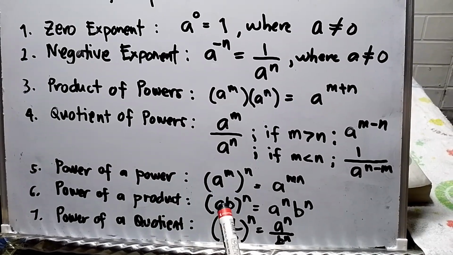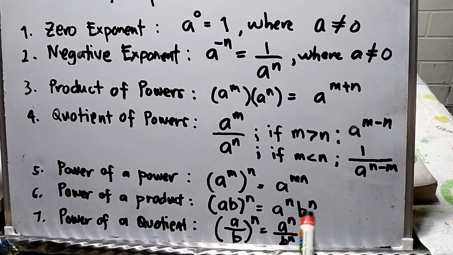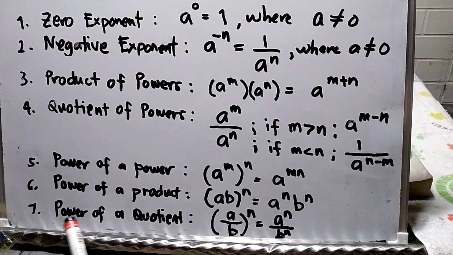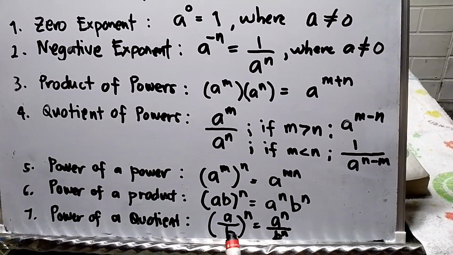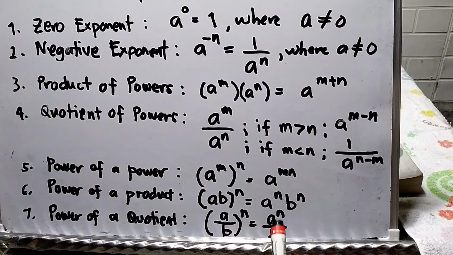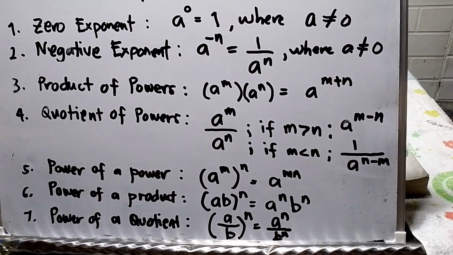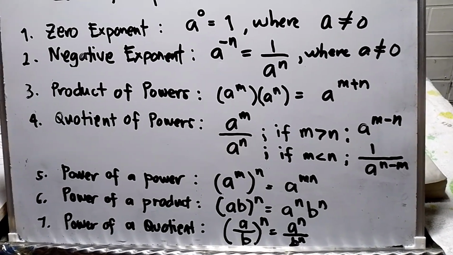Then number 6, power of a product. Brackets ab raised to n is equal to a raised to n, b raised to n. And the last law is power of a quotient. Brackets a over b raised to n is equal to a raised to n over b raised to n. So I will give examples for the laws of exponent 1 until 7.